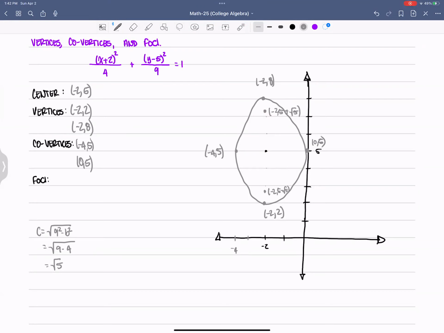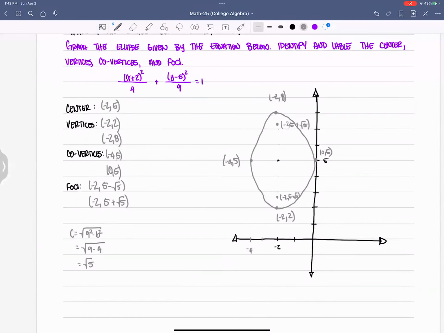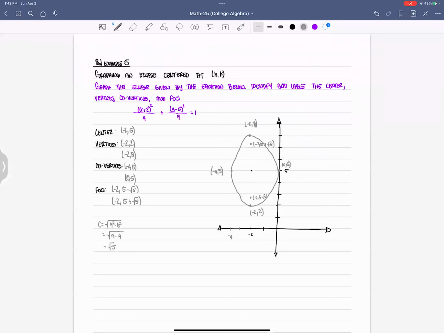And there we go. We have our two foci. So -2, 5 minus the square root of 5. And -2, 5 plus the square root of 5. And there we go. If you have any questions, please feel free to ask. Otherwise, bye.